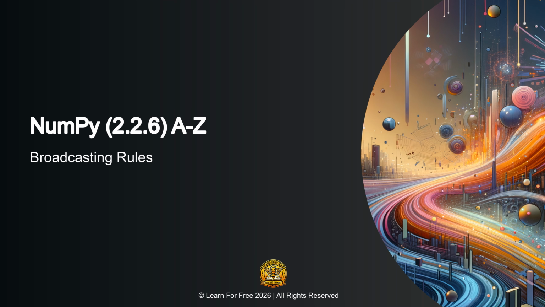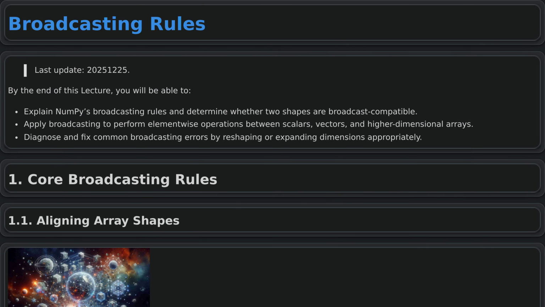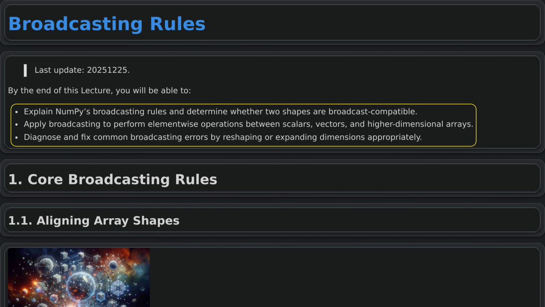Module 3, Lecture A, Broadcasting Rules. By the end of this lecture, you will be able to explain NumPy's broadcasting rules and determine whether two shapes are broadcast compatible. Apply broadcasting to perform element-wise operations between scalars, vectors, and higher dimensional arrays. And diagnose and fix common broadcasting errors by reshaping or expanding dimensions appropriately.